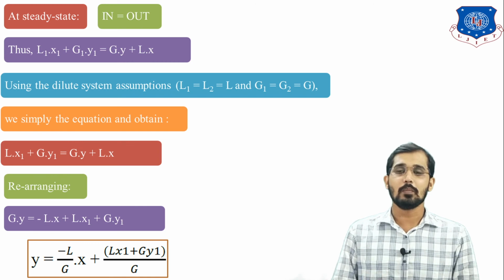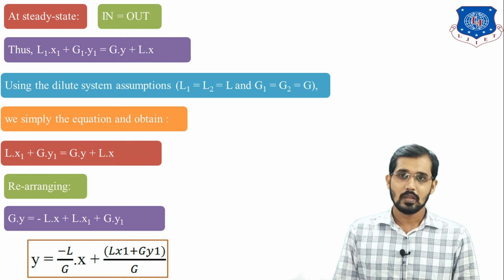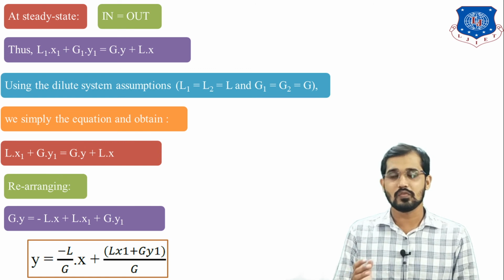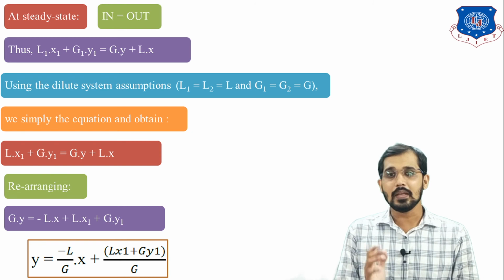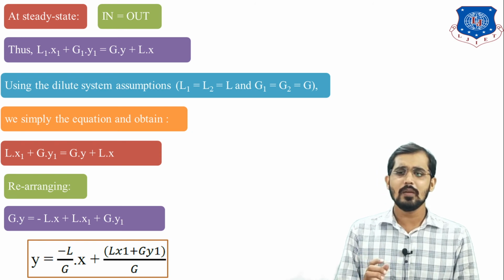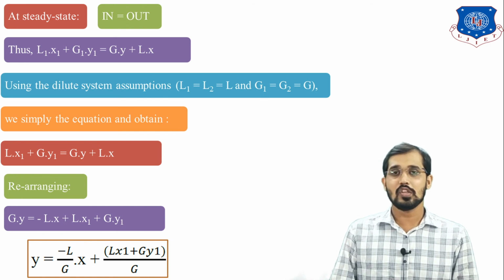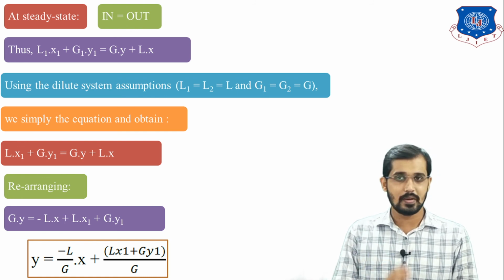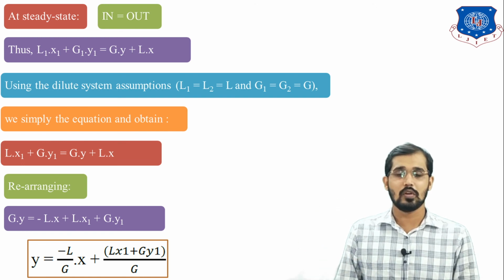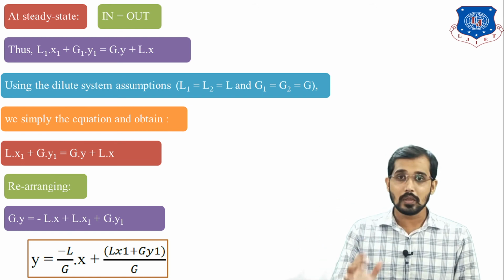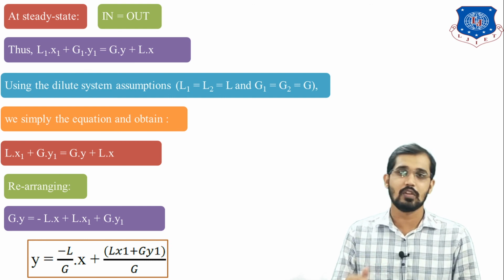So this is the operating line equation for co-current gas absorption. Here we have written this equation as y is equal to mx plus c. So slope is nothing but minus L by G and intercept is nothing but (Lx1 plus Gy1) divided by G. So this equation also can be asked in your exam for 7 marks. One equation can be asked, that is nothing but co-current mode of the gas absorption or counter current mode of the gas absorption. Any one from these can be asked for 7 marks in your exam.